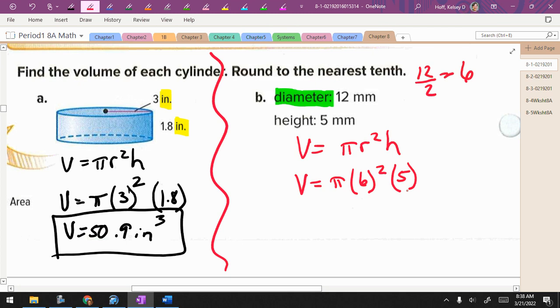All right. Go to your calculator. See if you can calculate it on your own. Round to the nearest tenth.